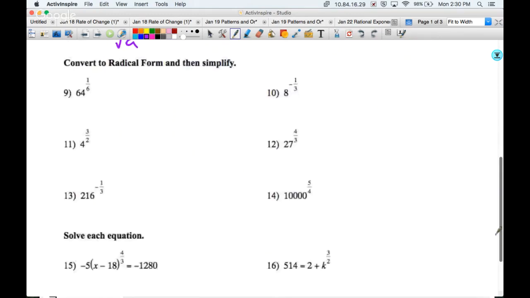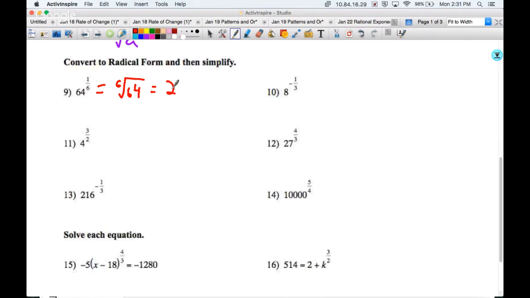Number 7 is the cubed root of a. Now, 9 through 14, since we have all numbers, it's very likely we're going to be able to simplify this down to a single number. We'll start with number 9, 64 to the power of 1/6. I say convert to radical form and then simplify, so we need to write this as the 6th root of 64. Now, what number raised to the power of 6 equals 64? That number is 2.